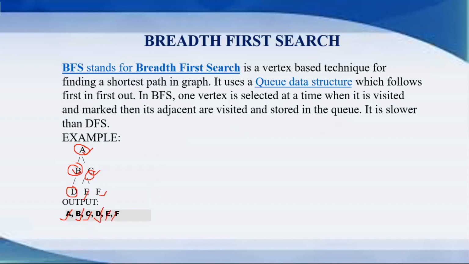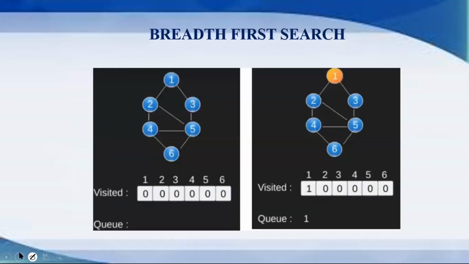So the basic thing of the BFS technique is we will first select the vertex, mark it as a visited node, and then we will go for its adjacent nodes and then do the same for those adjacent nodes. Clear? So now we'll go for another example.